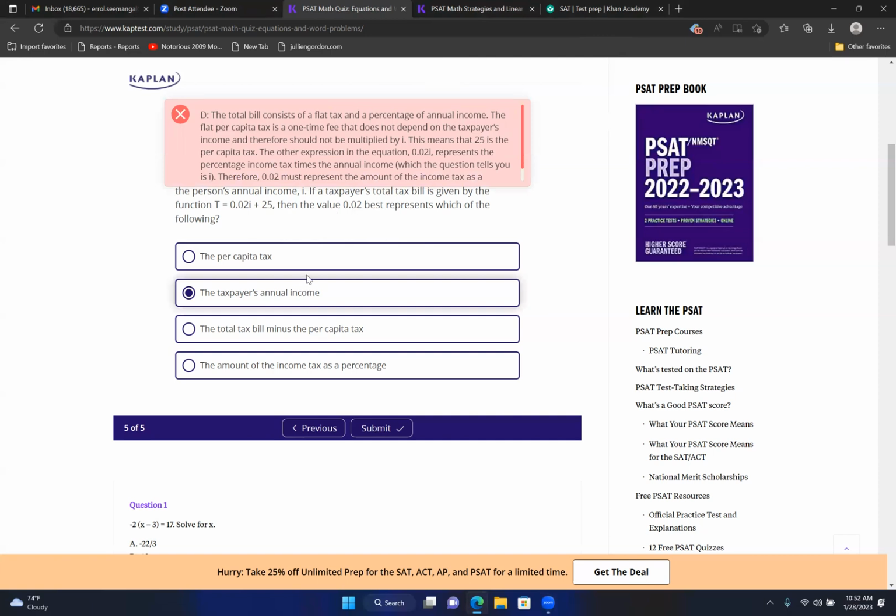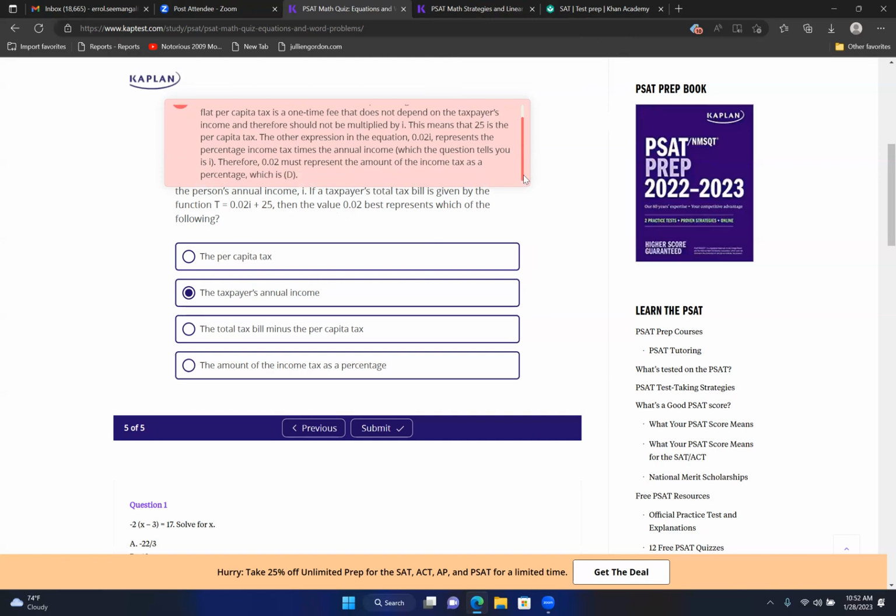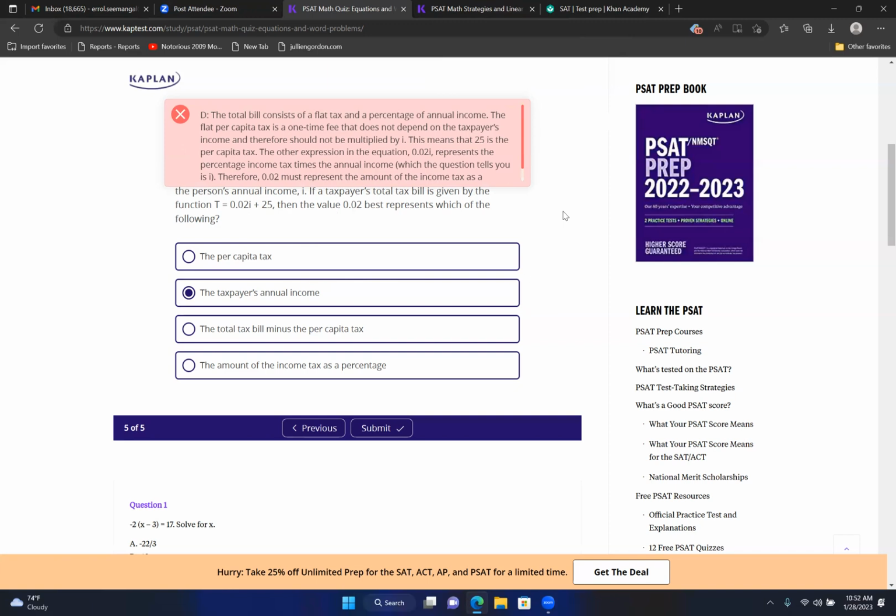Oh no, I'm wrong. Which one are they saying, D? The amount of income tax as a percentage. They're saying D. Okay, my mistake. D.